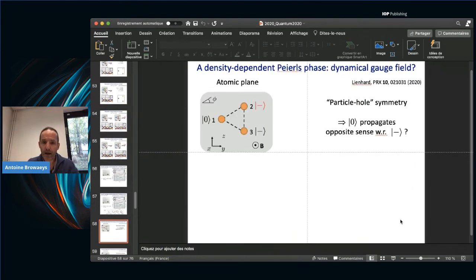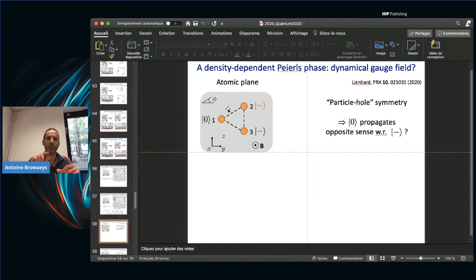But now I would like to come back to this elementary triangle and show you that there is actually something highly non-trivial happening when, instead of having only one minus excitation on the triangle, we place two of them. Let's consider the situation where, instead of having minus, 0 and 0 as I had before, I do a particle-hole symmetry, and I have 0 here, minus and minus. This particle-hole symmetry argument should lead you to the intuition that the 0 should propagate in the opposite sense with respect to the minus excitation.